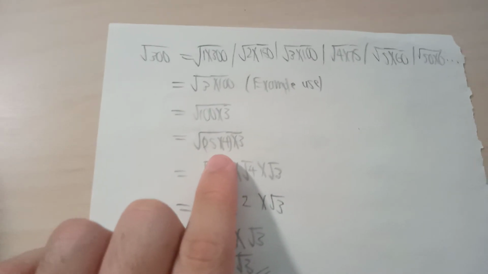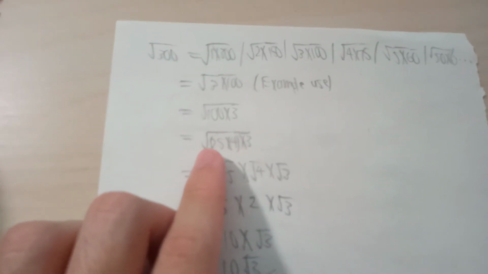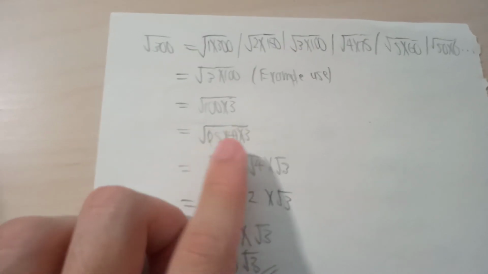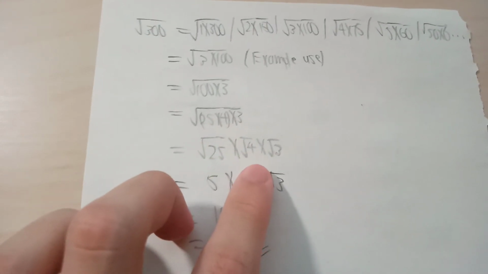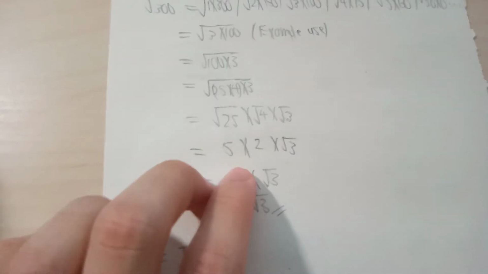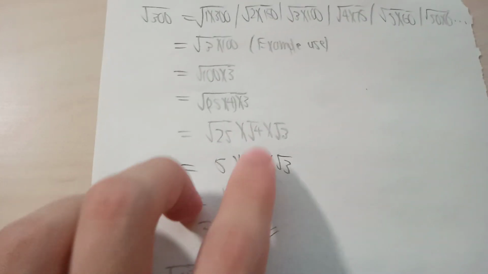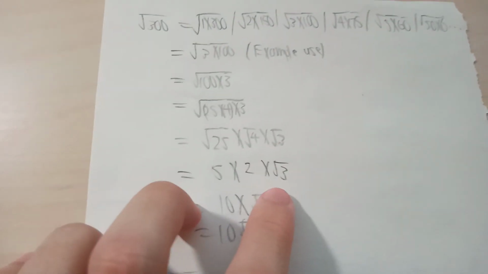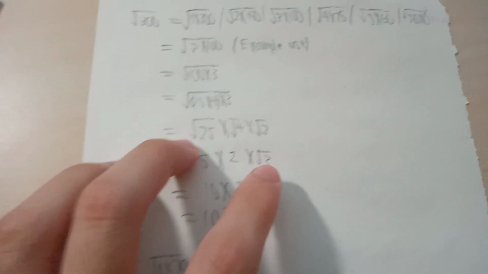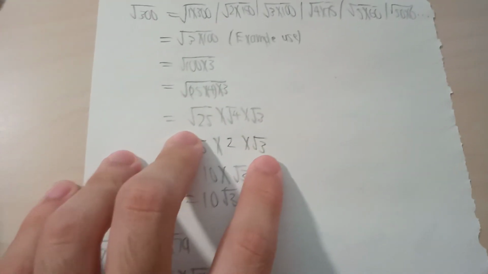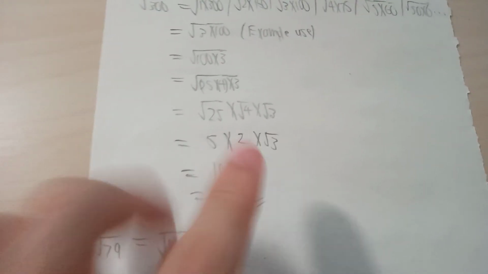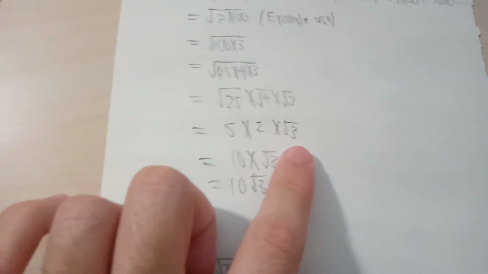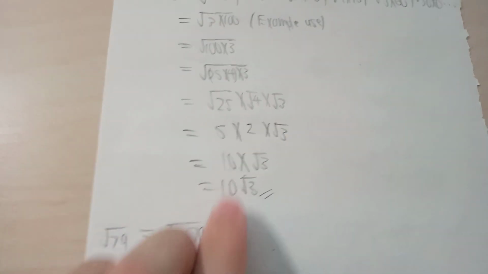Okay, what's 100? 25 times 4. So essentially this is root of 25 times 4, times root 3. You have to split these two up. Root 25 times root 4, times root 3. What's root 25? 5. Root 4, 2. Root 3, just carry down root 3, because it can't be expressed as a fraction, therefore it is an irrational number. 5 times 2 is 10, times root 3. So 10 root 3.